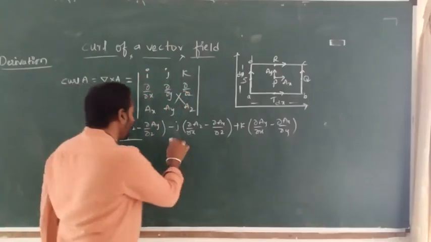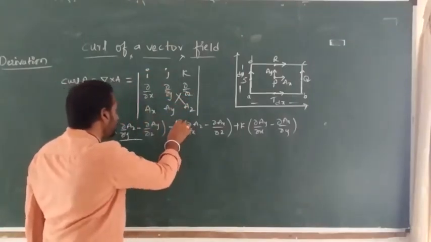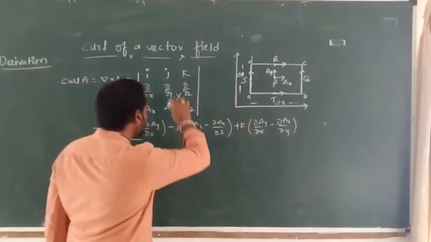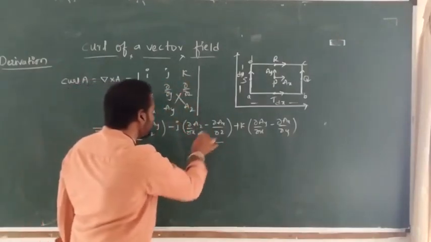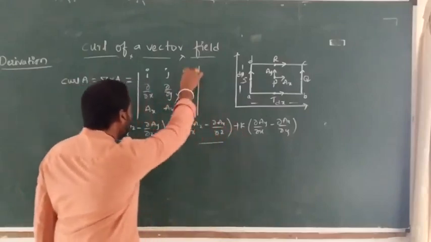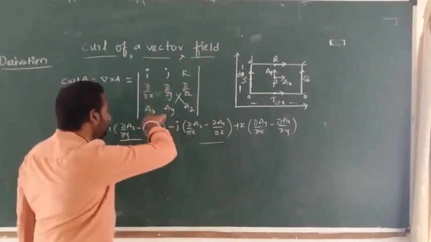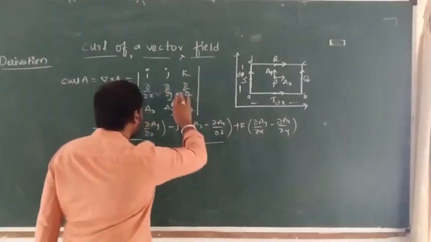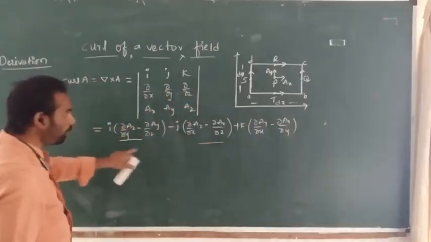Already you are familiar with this. Similarly, for minus j, we have to eliminate this and cross multiply; we will get this. In between we have to take the minus sign. Next, plus k, we eliminate this row and this column and cross multiply these two things. We will get this term. So this is the expansion of del cross A.